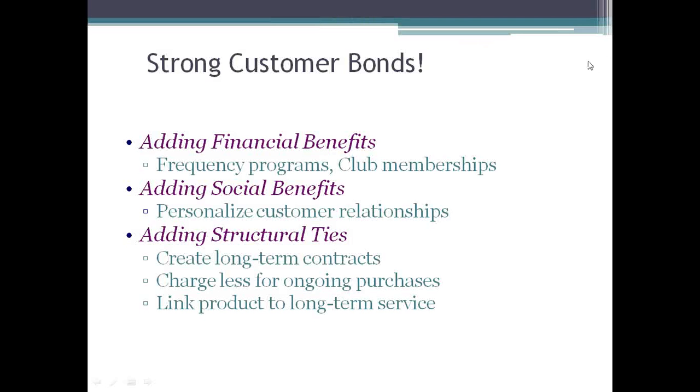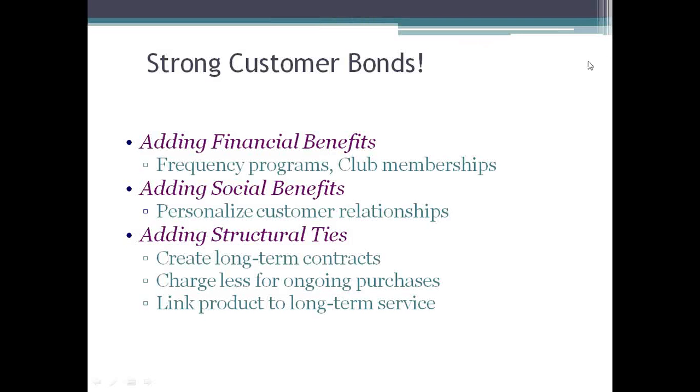One thing that we're looking at from a strong customer bond is building a lifetime or a way of retaining them in your mix from a variety of ways. One is adding a financial benefit. If you can give discounts for frequent buyers, or if you can actually develop a club where people are members and they get discounts, this is a great way to financially obligate somebody to be bonded to your company.